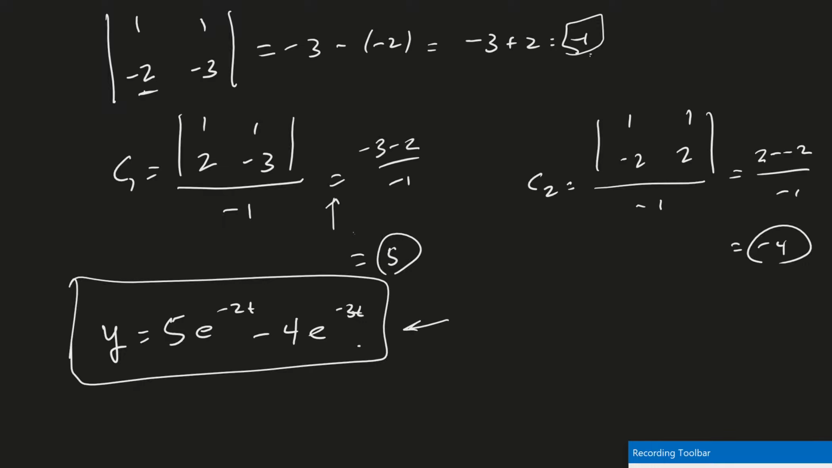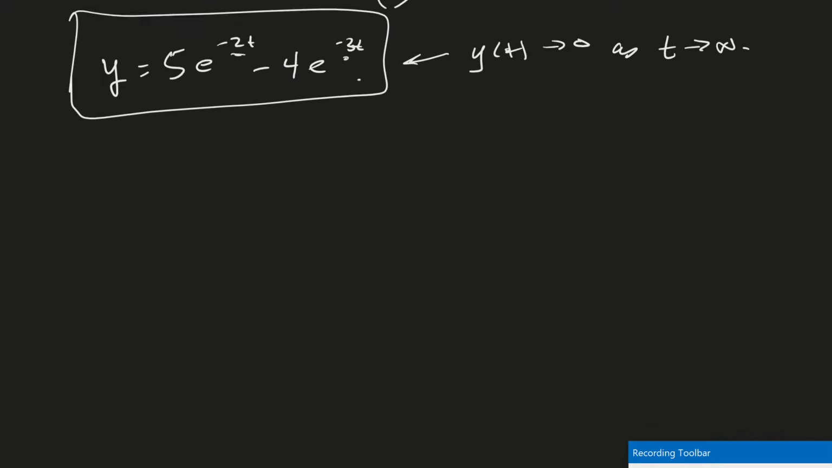And you'll notice, by the way, that because these are both negative in the exponent, y of t goes to 0 as t goes to infinity. It's always good to look at your solution just to get a sense for what happens at large values of time, because that's a common question. Good. Now let's try another exercise that's a little bit different.